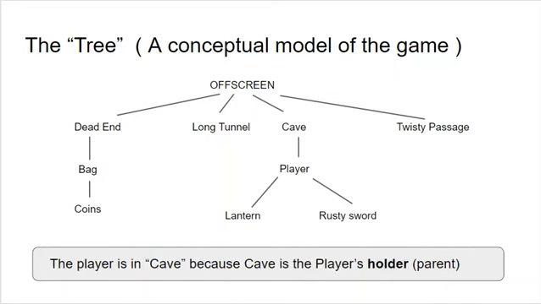Now the player has to be somewhere in the world. So let's look at this scenario here. The player's parent is the cave. That means the player is in the cave. The player is being held by the cave. The player's holder is the cave. And the cave's holder is off screen. So the parent is inside of the cave, and the cave is inside of off screen, or off screen has a cave and the cave has a player. You could read it the other way. And what if the player's carrying something like a lantern or a rusty sword?